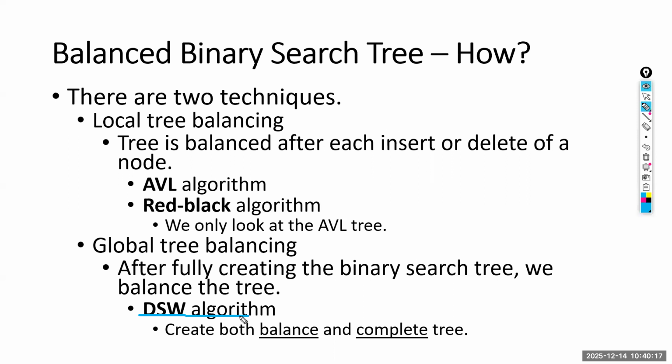And the advantage of the DSW algorithm is that it will not only balance the tree, it results in a complete tree also. Complete tree means balanced, and in the last level, elements are added from left to right. That is called a complete tree. Therefore, it will result in both a balanced and complete binary search tree. That is anyway an added advantage.